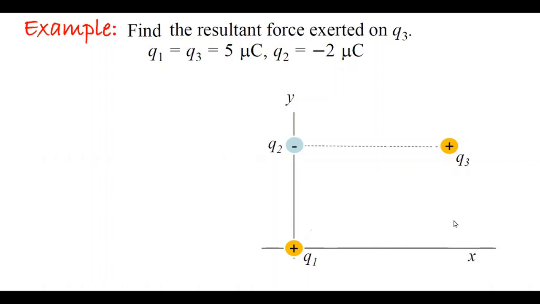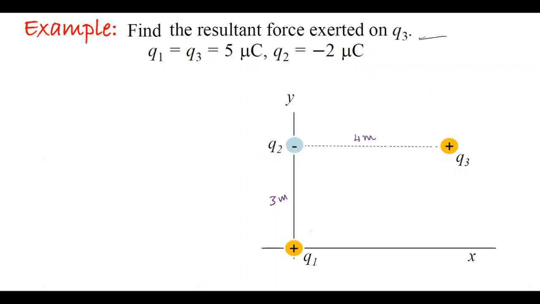Okay, this is the first example to solve. I assume that I have 3 point charges, Q1, Q2, and Q3, and here are the signs of the charges. Q1 is positive, and the charge of Q2 is negative. We have a distance here. I assume this distance is 3 meters, and this length is 4 meters. Now, what is required? The required is the resultant force exerted on Q3.